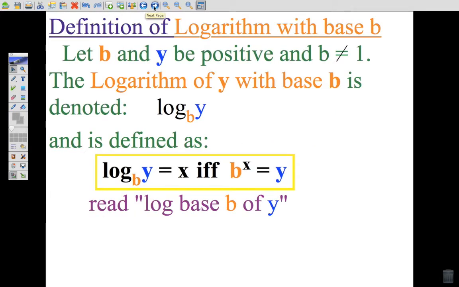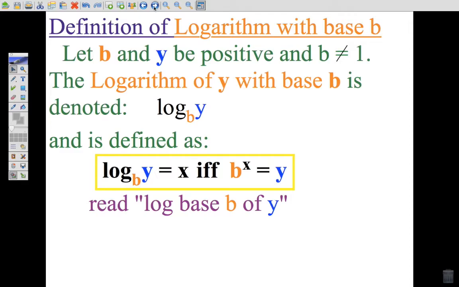So here's your formal definition. I think the most important part of this definition is what I've put in the yellow box. Notice the abbreviation, the IFF. You remember that from your geometry class, meaning if and only if. That's telling us that this statement in the yellow box is true when you read it forwards and when you read it backwards. It's saying that log base b of y equal to x is true when b to the x is equal to y. And if we read it the other way, we'd say if we have the statement b to the x is equal to y, that would mean that log base b of y is equal to x.